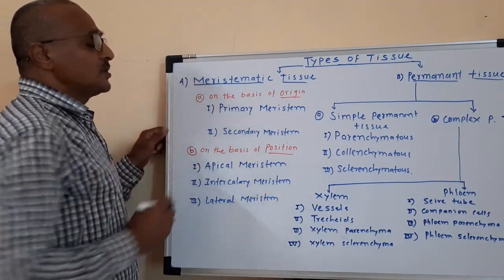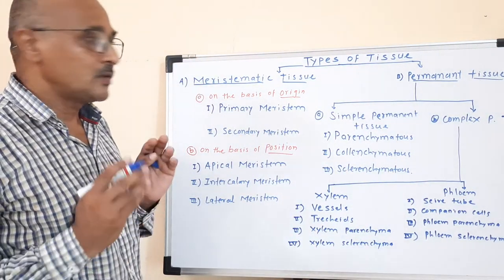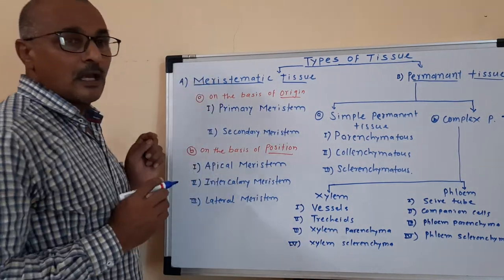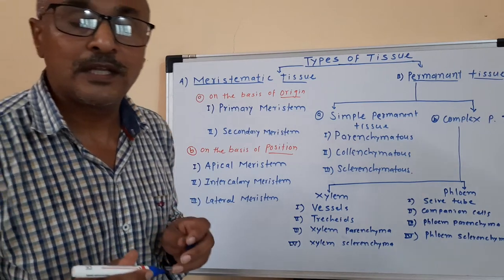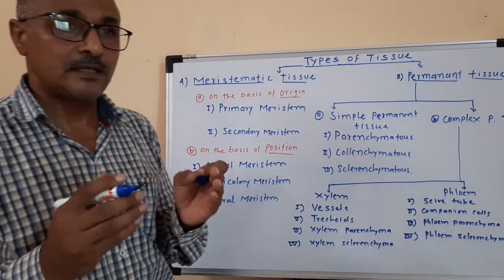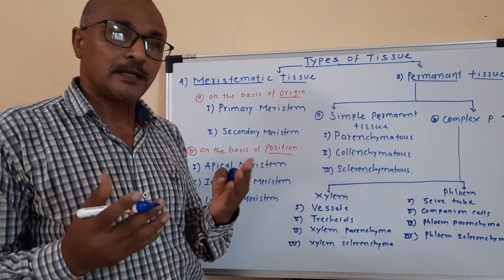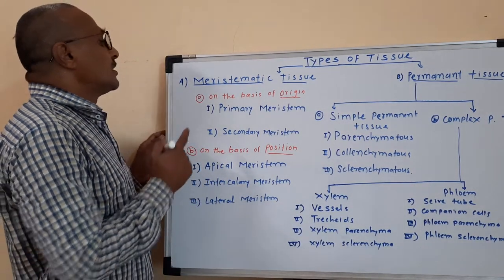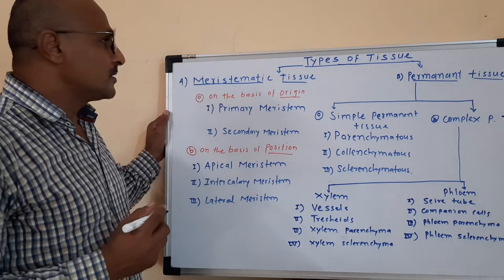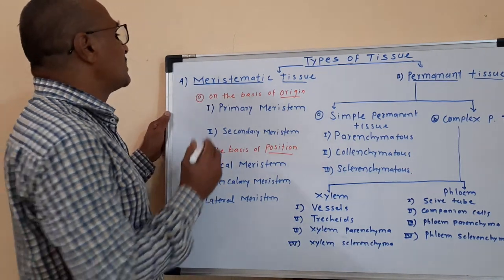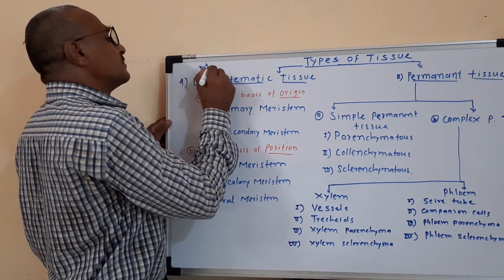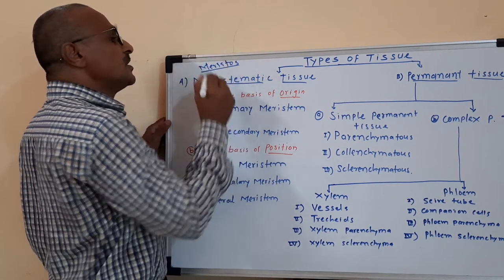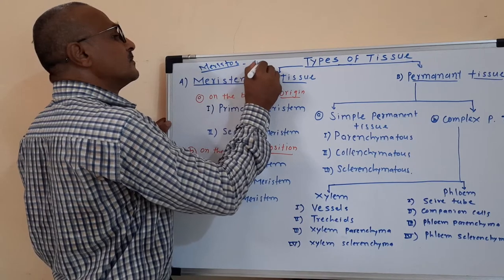The meristematic tissues are those tissues which always have the property of cell division. They always divide and redivide, and those tissues are called meristematic tissues. The word meristematic is derived from the Greek word meristos. So this meristos means divides.